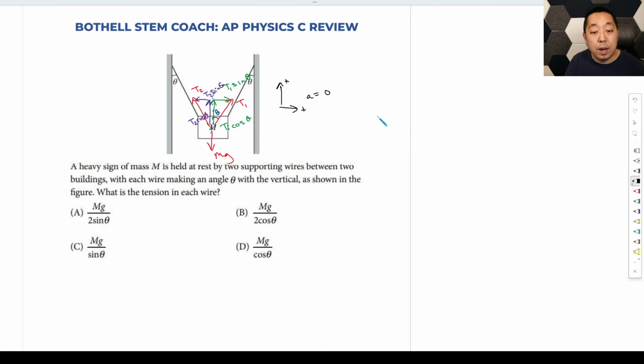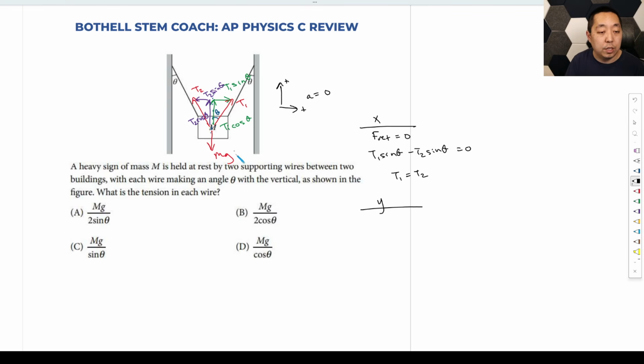Then we're going to sum up in the x direction. F net's going to be 0 because there's no acceleration in the x direction. So T1 sine theta is to the right. T2 sine theta is to the left. And that equals 0. Those are our horizontal component forces. This ends up being T1 equals T2. So we know that these two have the same tension.